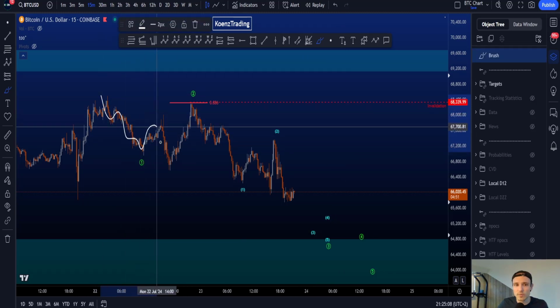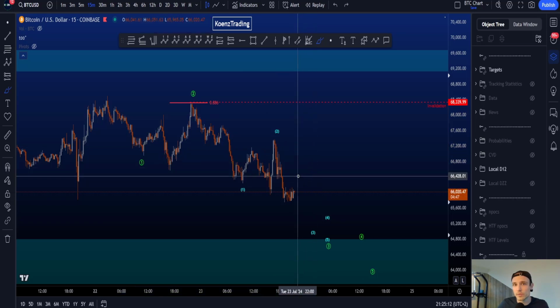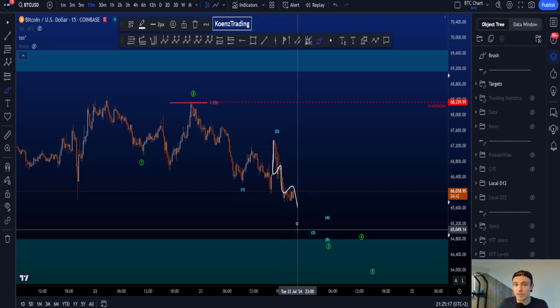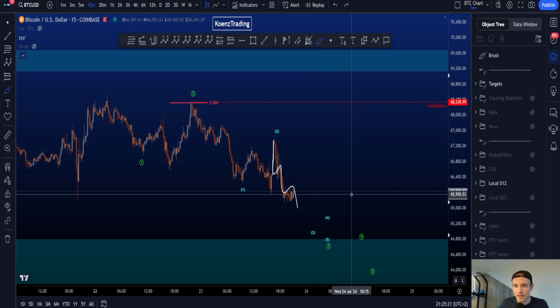Here we have a wave 1, flat in 2, another one, flat in 2, and you look for strong continuation to the downside, where again you could have a 1, 2, 3, 4, 5, another wave 1, followed by another 2, and a bigger wave 3 to the downside.